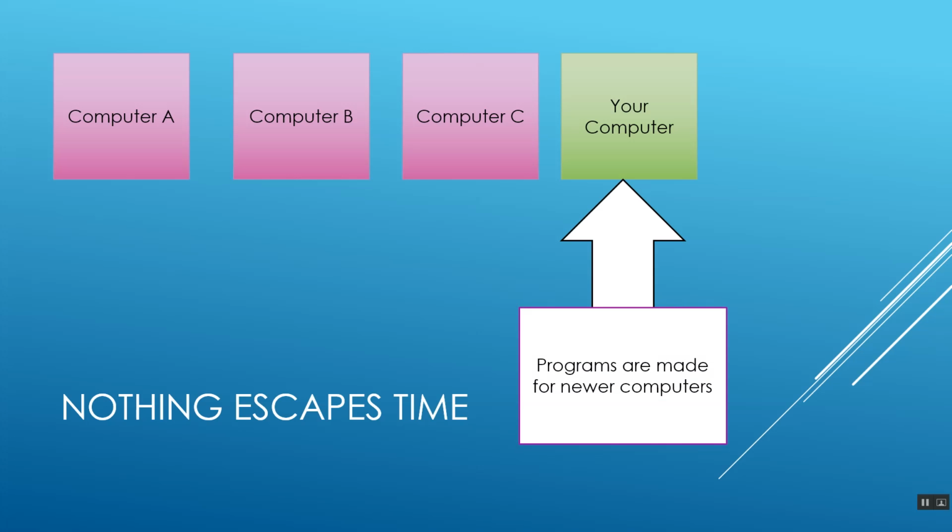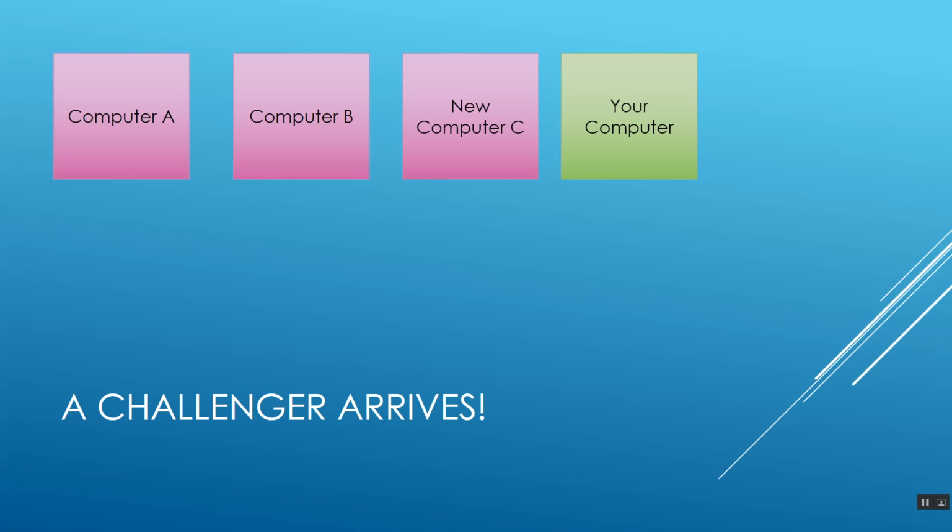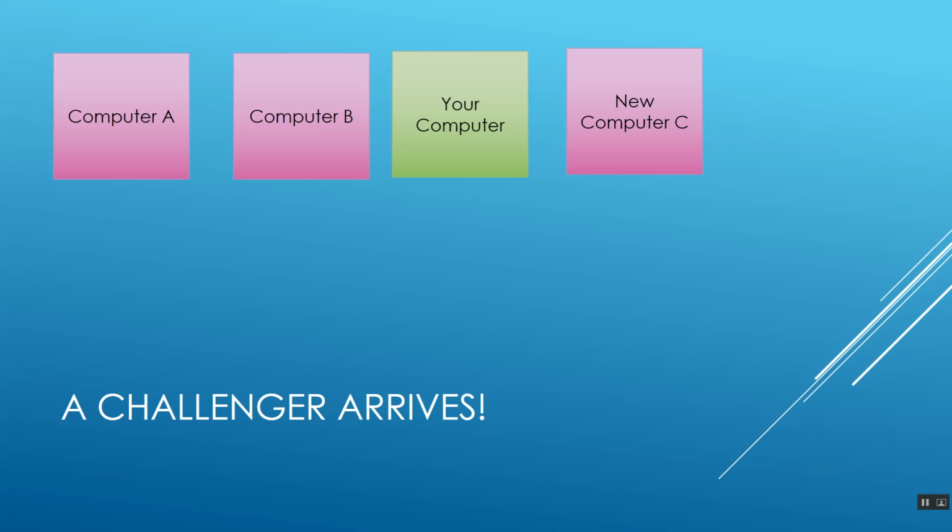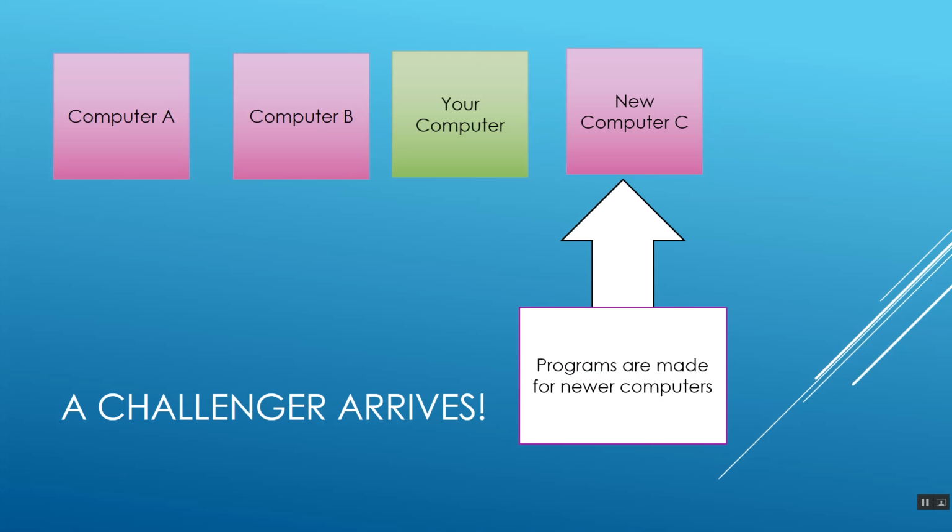So, programs are made for newer computers. But, let's say after some time, a new computer C comes into play. It's better than your computer. Now your computer is not as good. Computer C is now the best computer. Programs are made for the newest computer. So even though your computer may still be in good shape, may have plenty of RAM, may not have any software or hard drive problems, after enough time passes, all the programs are made for those newer computers. So when you try running them, your computer feels like it's slower because the programs require way more. It's not necessarily that your computer is slower, it's just that everything else is demanding more.